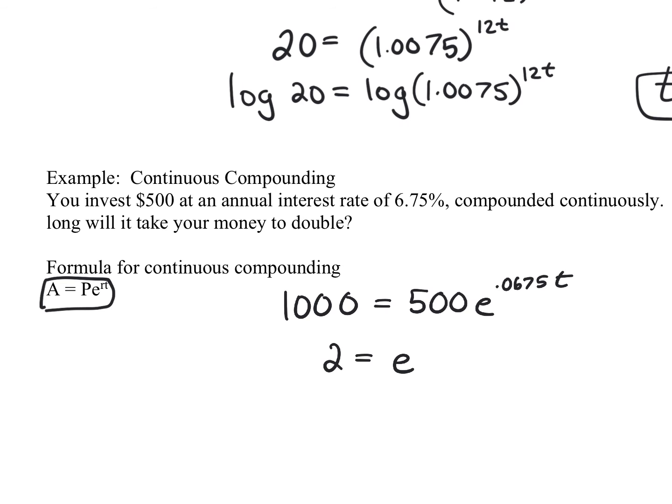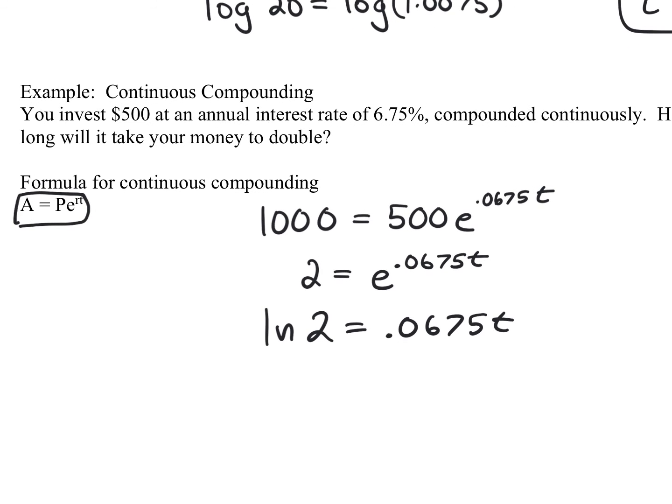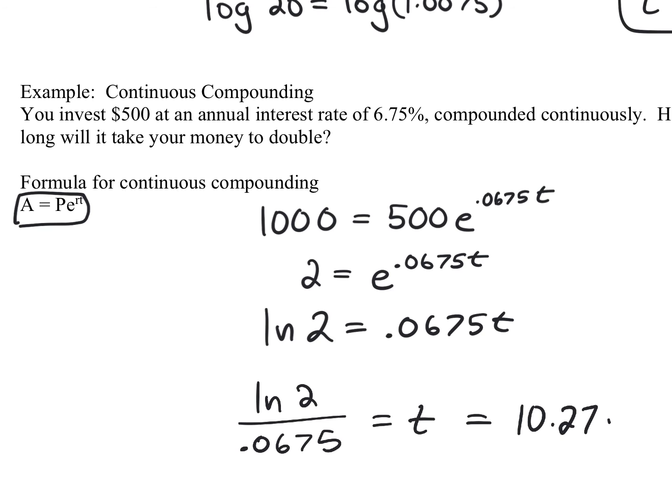Really, I'm looking to see after how long will my money double with this given interest rate. I'm going to take the natural log of both sides since I'm working with e, and I will get 0.0675 t equals the natural log of 2. I can divide the natural log of 2 by 0.0675 to get my t value, which I found to be 10.27 years. And we are done.